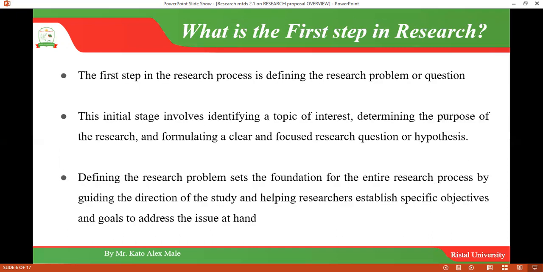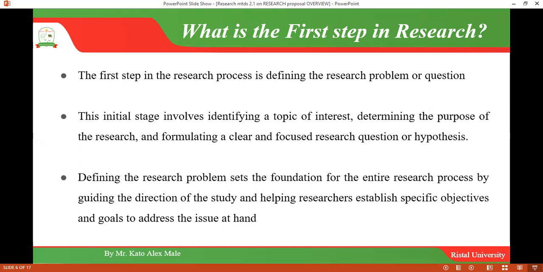So what is the first step in research? Earlier on we talked about this. It is defining the research problem or question. Remember, the very first step, you see that there is a gap. And then with this gap, you come up with a research problem and you define it, or you generate a research question. Of course, research problems come from a research question. You get it? So this is the initial stage, and it involves identifying a topic of interest, determining the purpose of the research, and formulating a clear and focused research question or hypothesis.